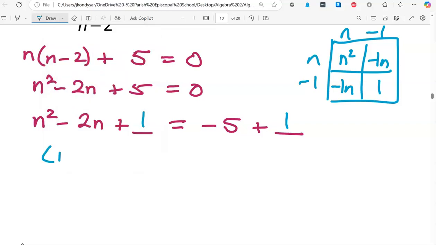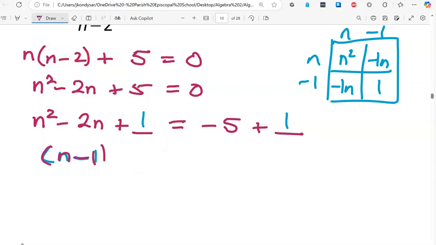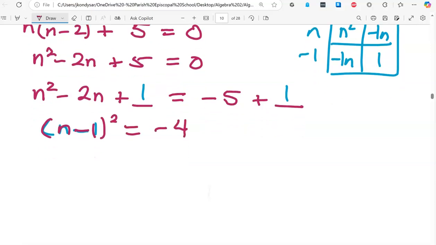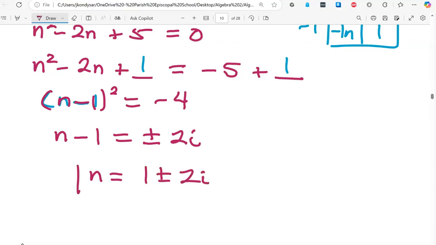So n minus 1 squared is equal to negative 5 plus 1, which is negative 4. So we can solve by taking a square root. N minus 1 must be equal to the positive or negative square root of negative 4, which is positive or negative 2i. Adding 1, we get two solutions, 1 plus 2i and 1 minus 2i.